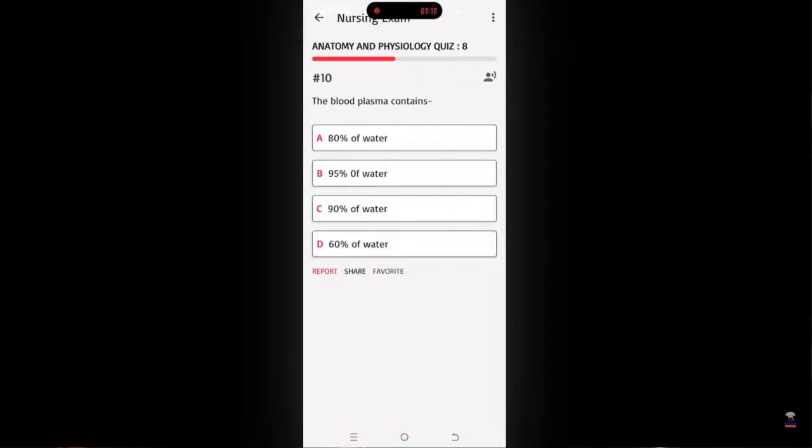The blood plasma contains A. 80% of water, B. 95% of water, C. 90% of water, D. 60% of water. Correct answer.